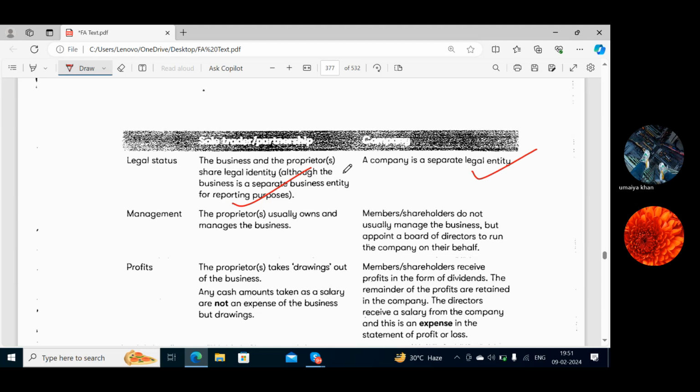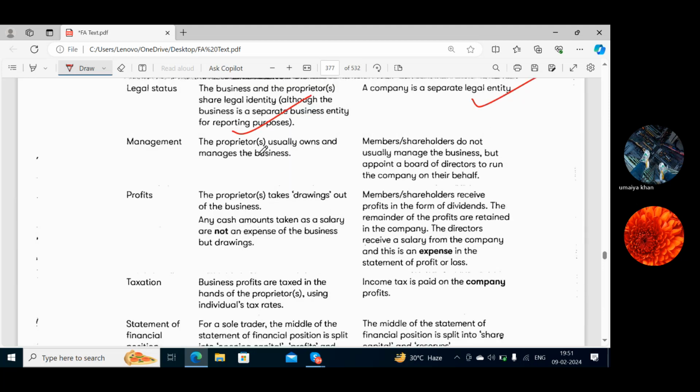So the business and proprietors share legal identity. That means they are the ones who own the business. The business is with them. Management. Usually the proprietors or partners manage the business. Here, the shareholders do not manage. The board of directors, the management, manage the business. Profits are taken by them.